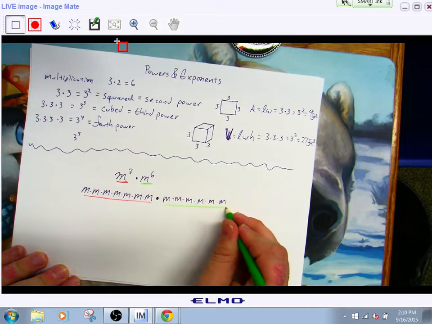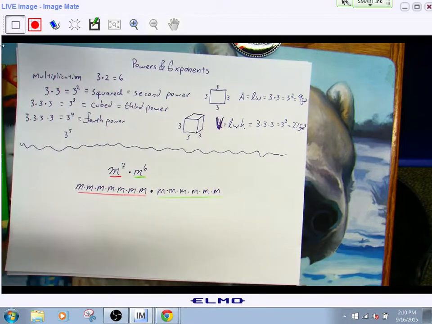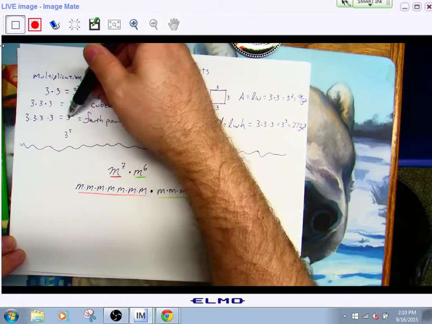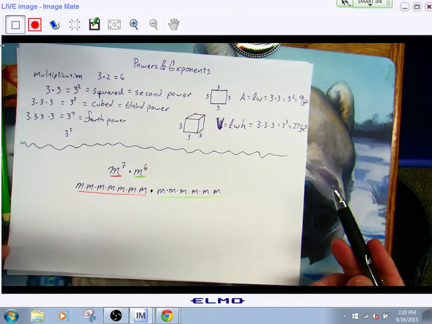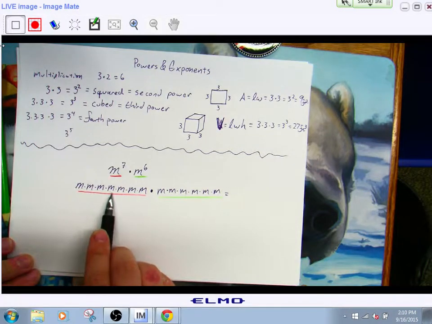I'll do that in green. So I have all of these m's here being multiplied by each other. When I have 3 3s, that's 3 to the 3rd. 4 of them, 3 to the 4th. How many do I have here? I have 1, 2, 3, 4, 5, 6, 7, 8, 9, 10, 11, 12, 13. So I'd say that this is m to the 13th power. That's my way of simplifying it because I have 13 m's.